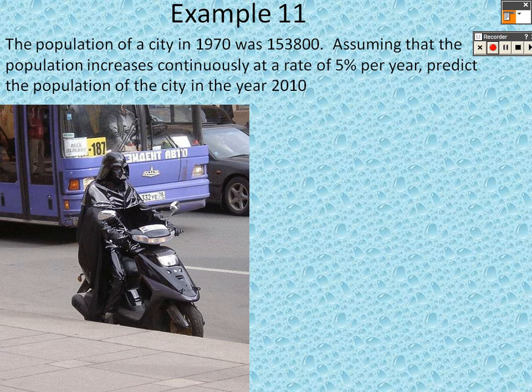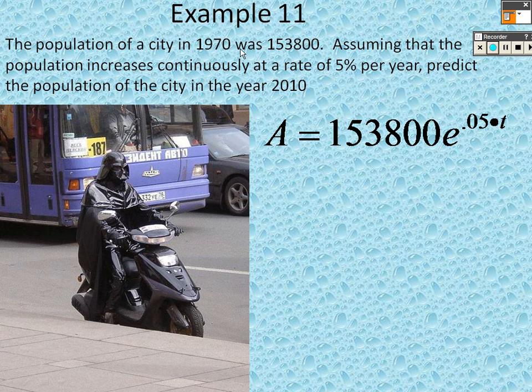The population of a city in 1970 was 153,800. Assuming that the population increases continuously at a rate of 5% per year, predict the population in 2010. Here's the population. It's compounded continuously. That's why I know it's e to the rate, which is 0.05t. Find the population in 2010.